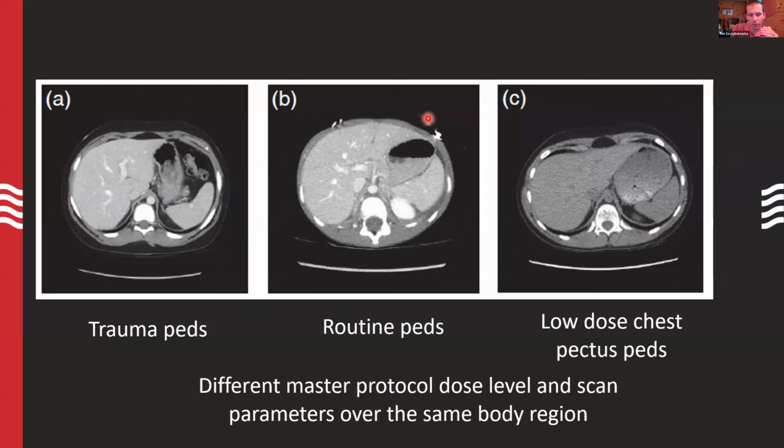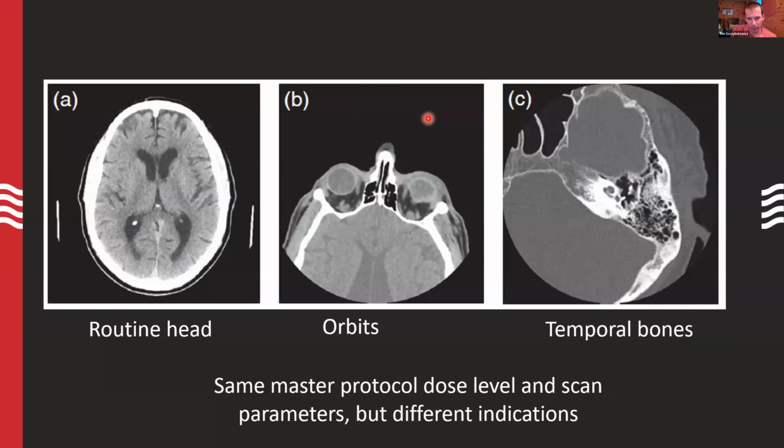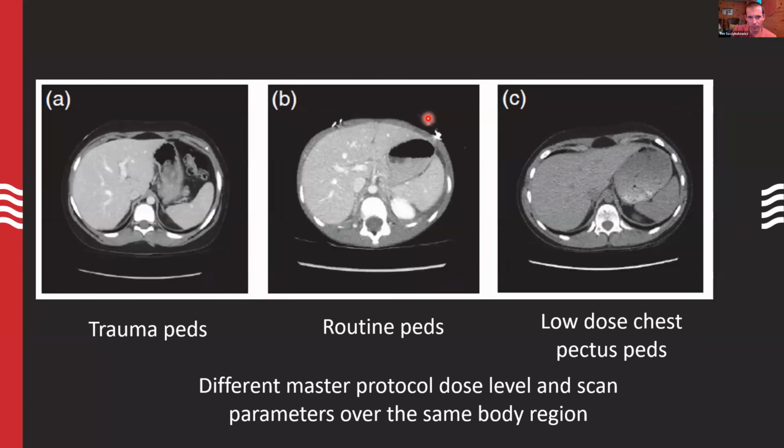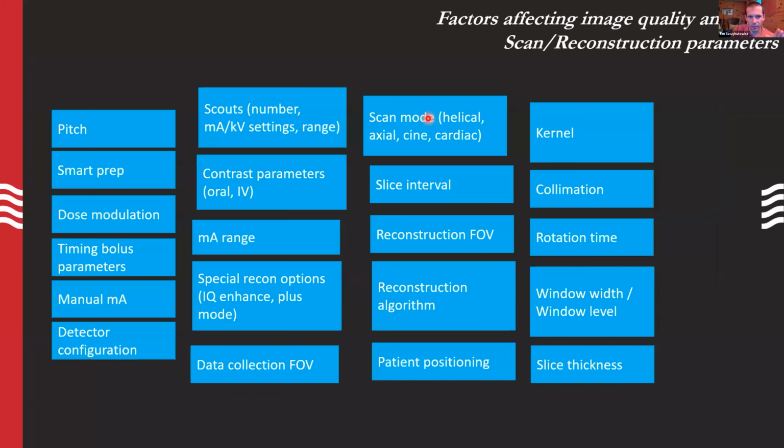You can also have different master protocols with different dose levels over the same body region. Same body region, same acquisition parameters. You could have three different master protocols over the same body region, like a trauma ped protocol, high dose, a routine ped protocol, middle of the road dose, and then a low dose, like a pectus protocol, really low dose. Same body region, different dose levels.